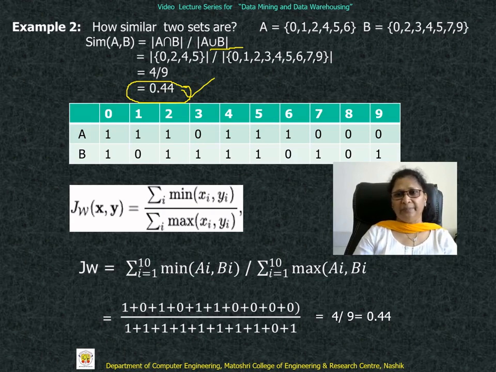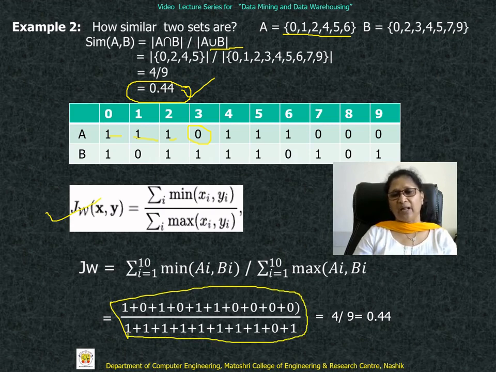If we represent them, if we look at all the digits which are present in these two sets, we can list them as 0 to 9. And then if we represent presence with 1 and absence with 0, see 0, 1, 2 are present in set A, so all they are listed with 1, 1, 1. And 3 is absent in set A, so we represent it with 0. And now if we use weighted Jaccard similarity formula and if we list them in the formula, we will get the same value, that 44% similarity in these two sets, set A and set B.